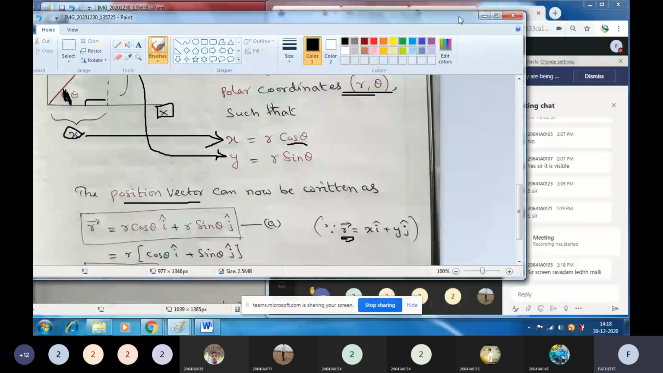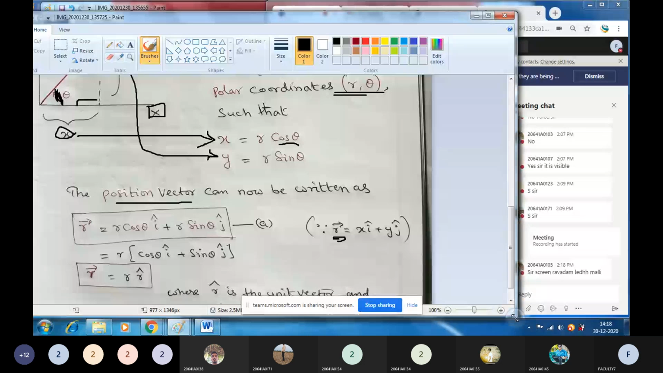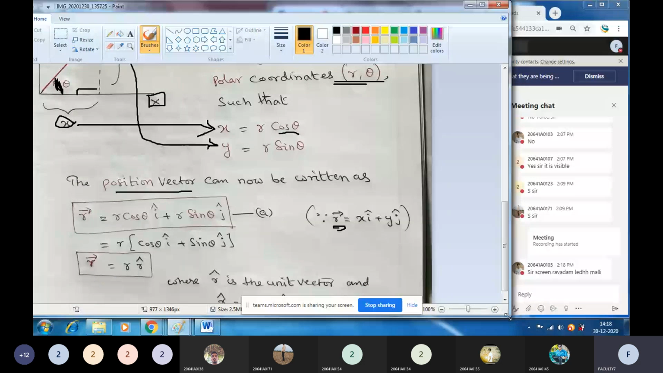Only 103 is facing that particular problem. Is there any other person not able to see the screen? 123 said they are getting the screen sharing. 171 is getting. 107 is getting. Only 103. Please try from your end.